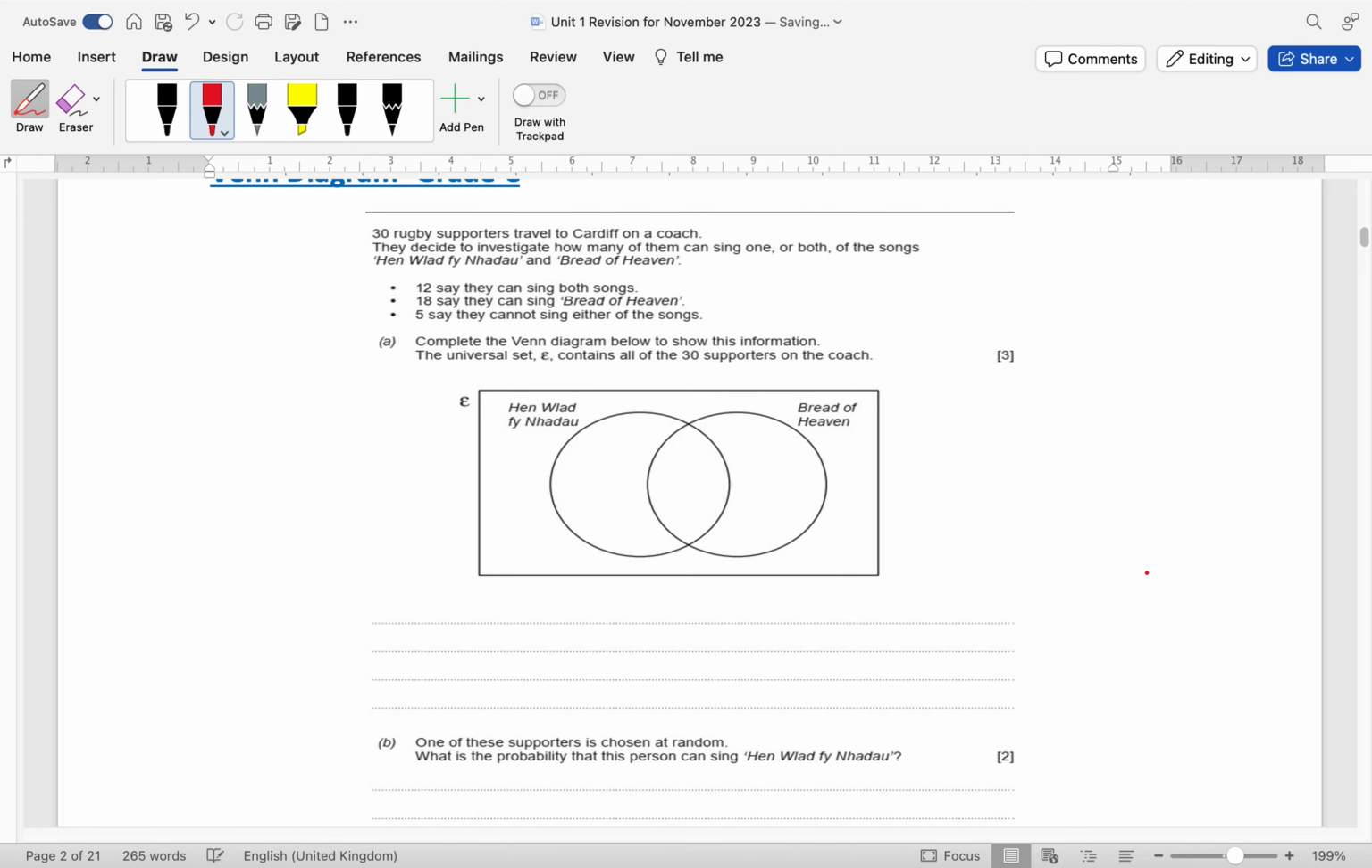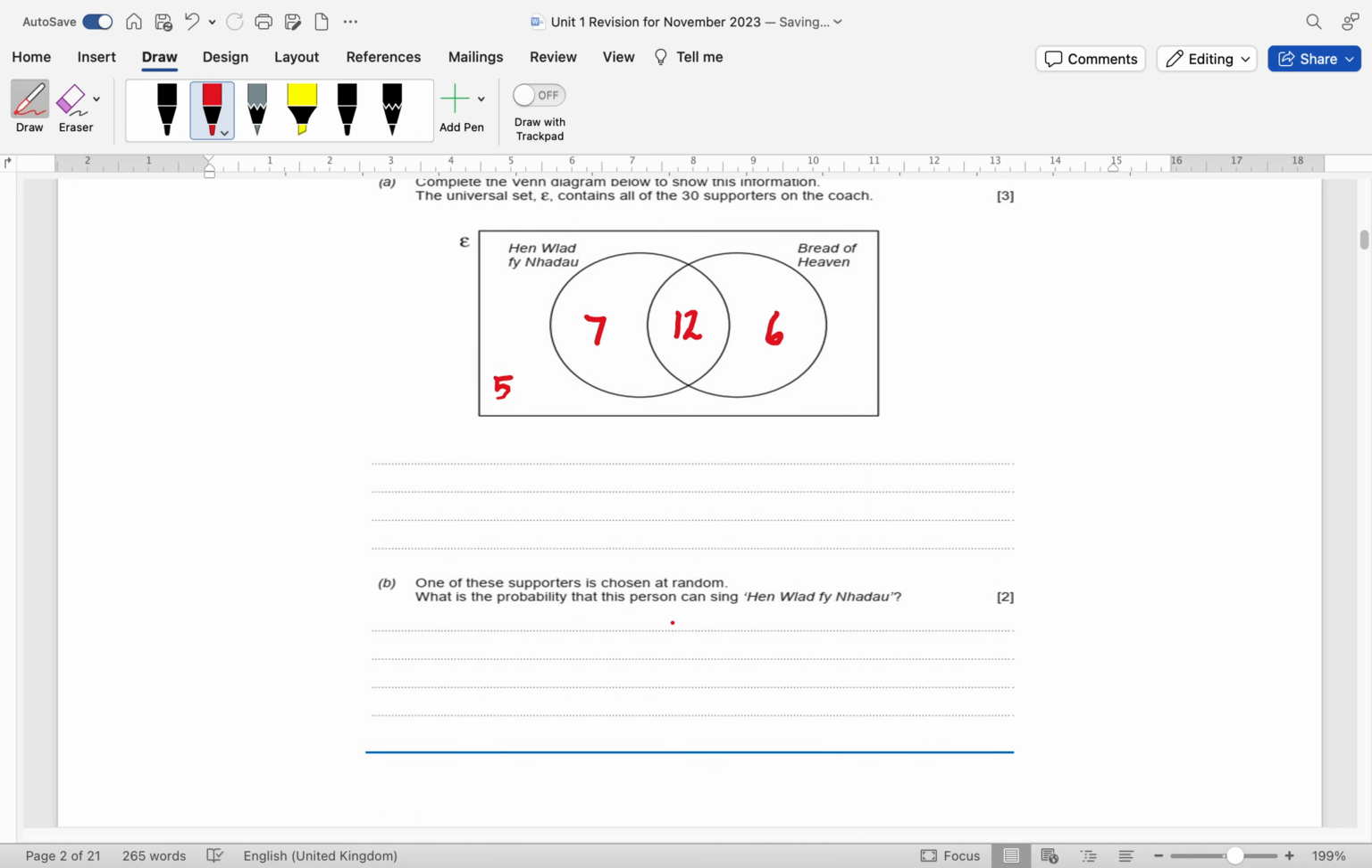Then diagrams. Okay, 12 say they can sing both songs. 18 say they can sing Bread of Heaven. That 18 includes that 12, so there's 6 there. So we've got 18 in the circle for Bread of Heaven. 5 say they can't sing either song, they go outside. And I'm told there are 30 altogether, so the missing place needs to make these numbers add up to 30, which is 7.